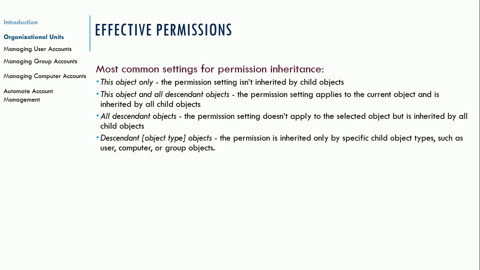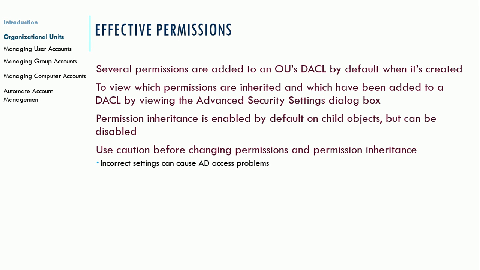"This object only" is a permission setting that isn't inherited by child objects. "This object and all descendant objects" is a permission setting that's going to apply to all of the children of that object. "All descendant objects" is when you're applying a permission not to the object itself, but only to its children. So you might have an object that has permissions that are not applied to it, but rather only to the children of that object. And then "descendant objects" is where the permission is inherited only by specific child object types, such as a user, computer, or group object. So you can get pretty granular with how these permissions are assigned. With that granularity comes a lot of control, but also a lot of confusion if you get too granular with this. And we're going to talk about that in a little bit when we talk about groups later on.